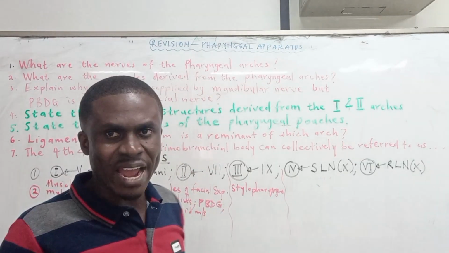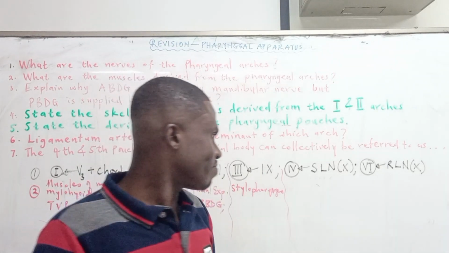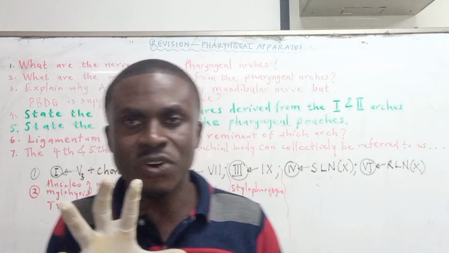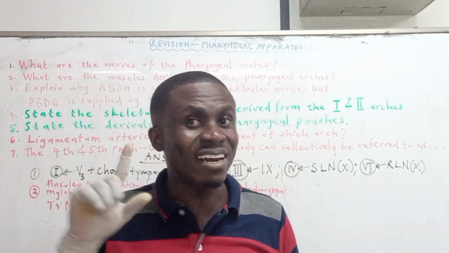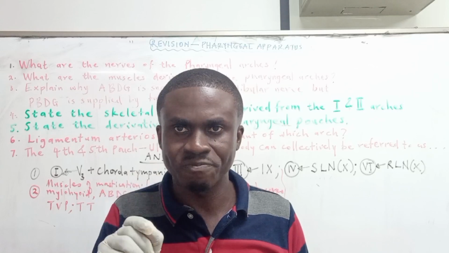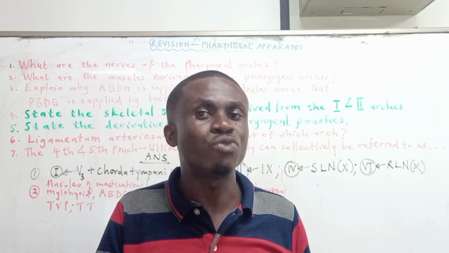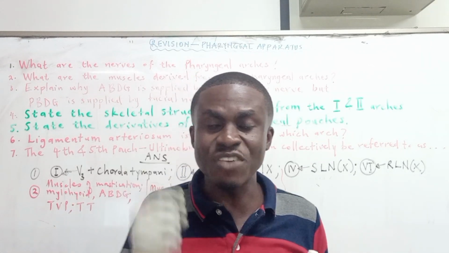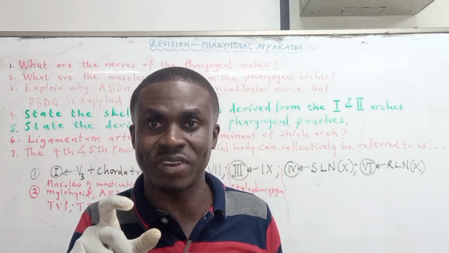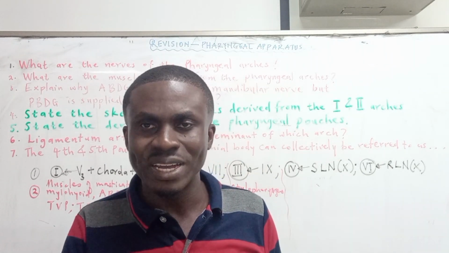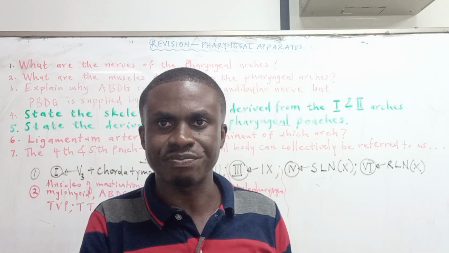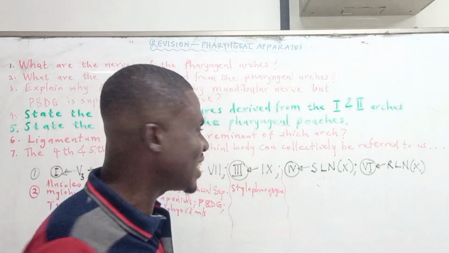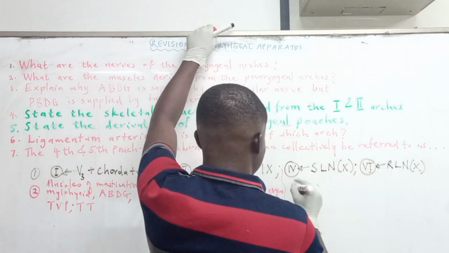Stylopharyngeus muscle will be derived from the third pharyngeal arch. Now, how about the fourth pharyngeal arch? My friends, for the fourth pharyngeal arch, the recurrent laryngeal nerve is known for giving motor supply to the intrinsic muscles of the larynx. Yes, it's as simple as that. Giving motor supply to the intrinsic muscles of the larynx is through the recurrent laryngeal nerve, except one of them. So my friends, all that we need to put over here is intrinsic muscles of the larynx, laryngeal muscles.